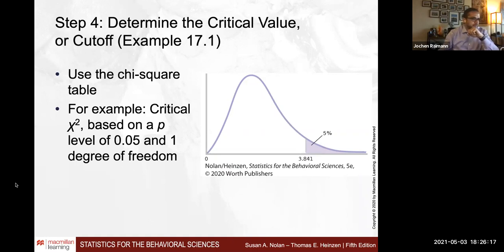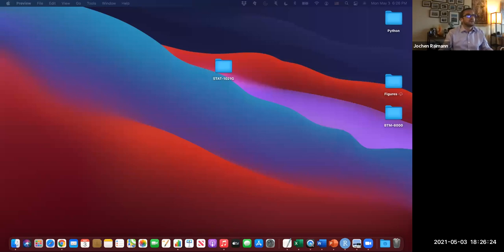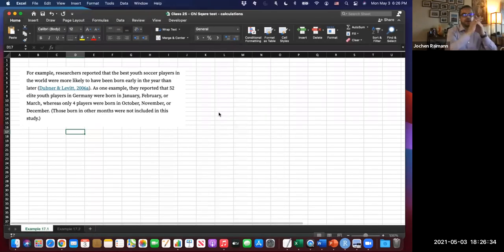So now the example is the following. Let's not show the next slide, because now I want to show you the example. Believe it or not, there's research that hypothesized that when a kid is born in the first half of the year, it's more likely to become a really good soccer player, or football, as we call it in Europe.